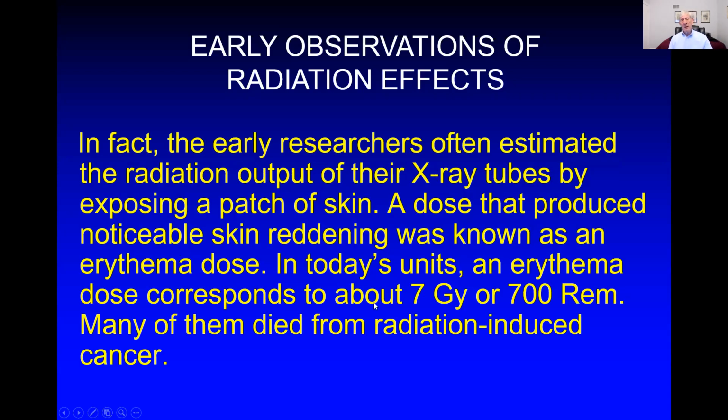In fact, the discoverers of the early X-ray tubes used to hold their arm out in front of an X-ray beam to determine the output of their X-ray tube. Again, something we would never even dream of doing. And so they irradiated a patch of skin, and the dose that produced a reddening of the skin, that's called an erythema dose, was about 700 rems. Now, that's a huge amount of radiation.